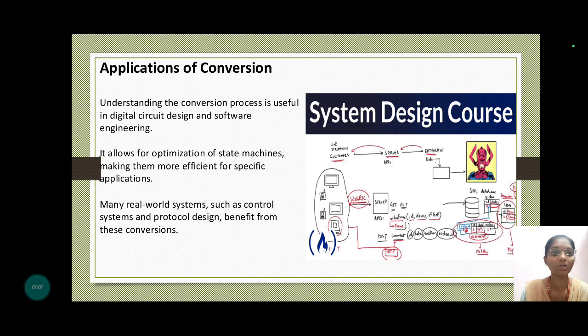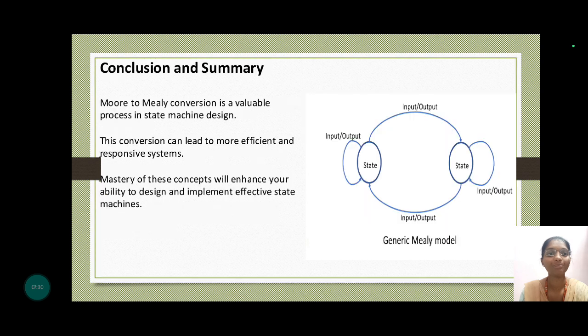Applications of the conversion. Understanding the conversion process is useful in digital circuit design and software engineering. It allows for optimization of state machines, making them more efficient for specific applications. Many real world systems such as control systems and protocol design benefit from these conversions.